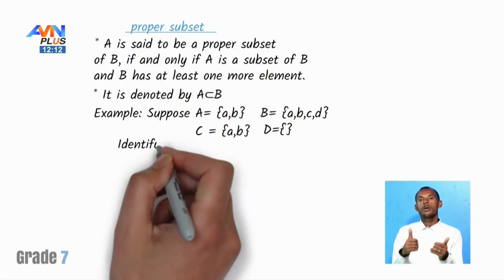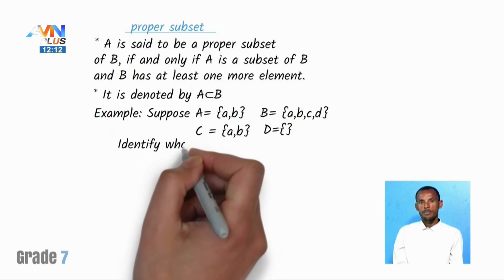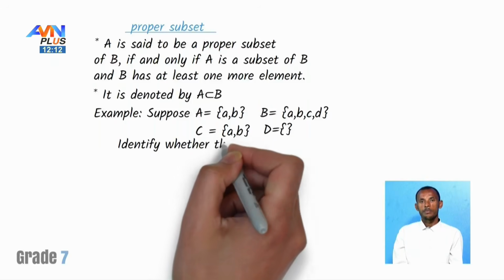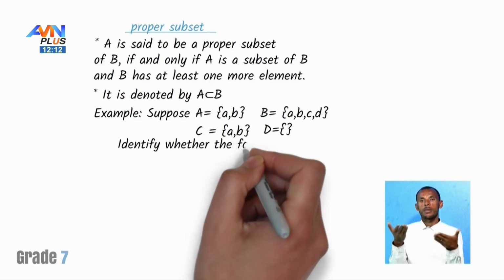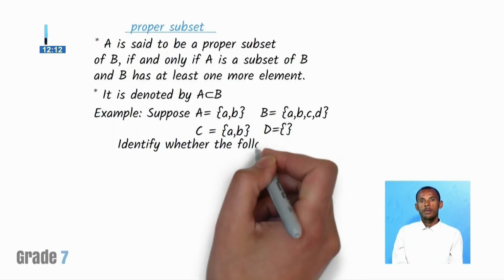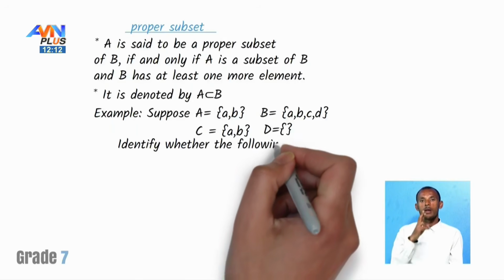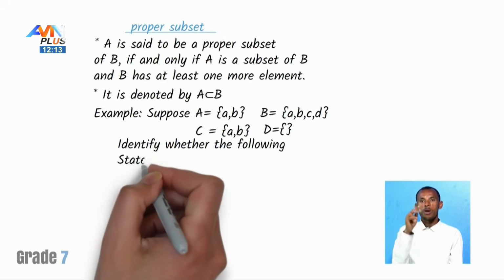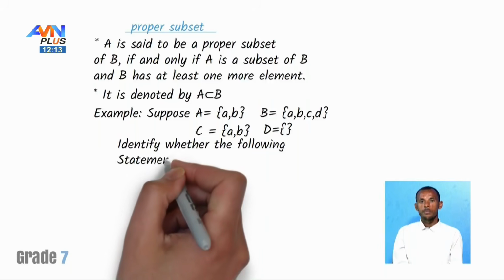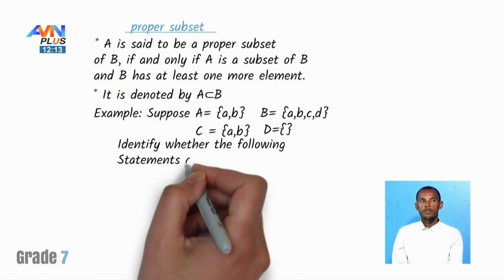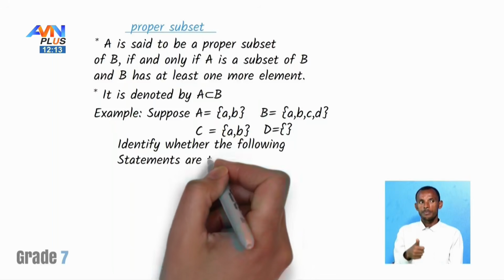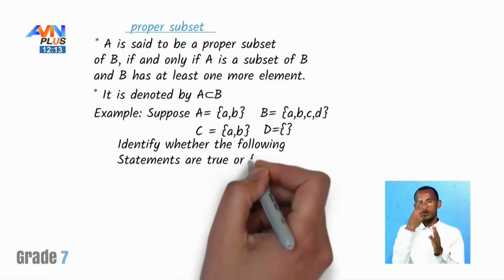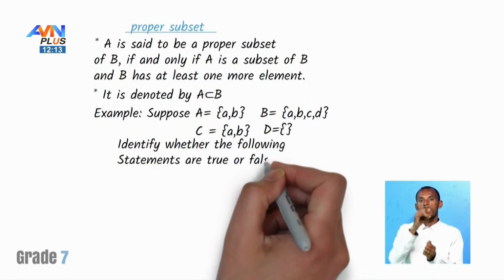Now, let's identify whether the following statements are true or false. The first one, A proper subset of B. Let's check these statements together. A is a proper subset of B.